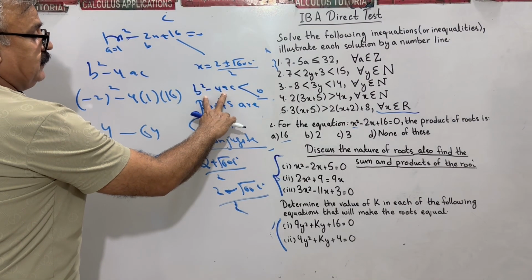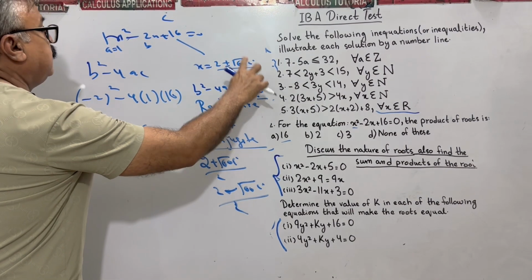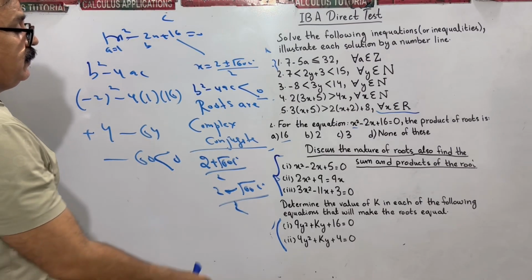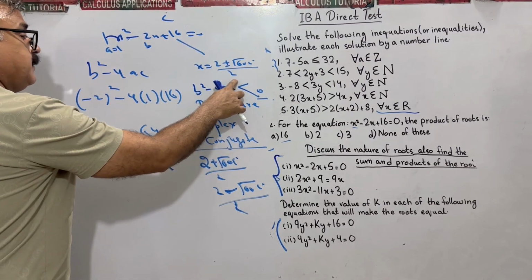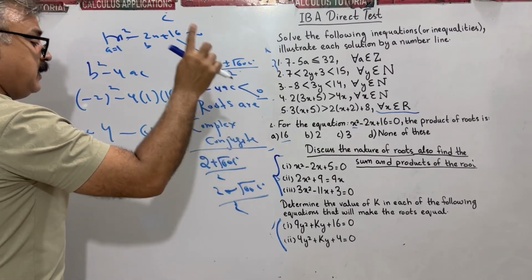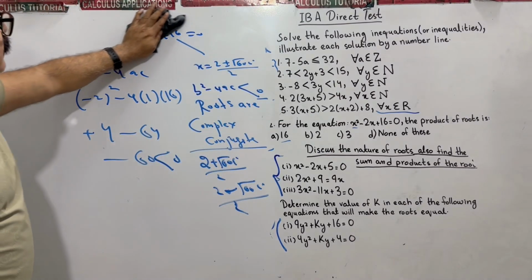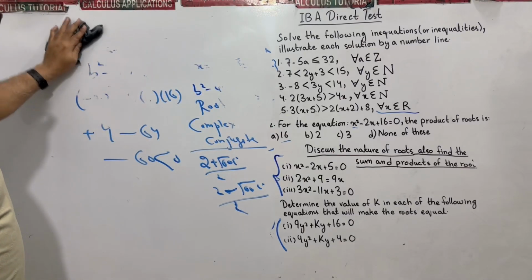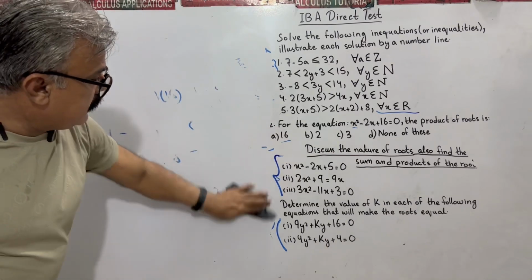If b square minus 4ac is equal to 0, then roots are equal. If b square minus 4ac is positive, meaning greater than 0, then roots are real. Let me utilize this condition as well.